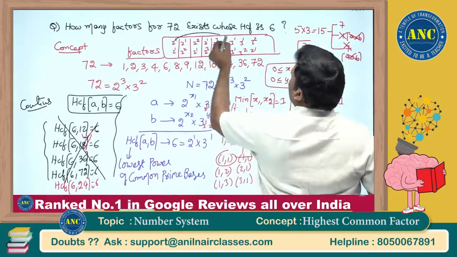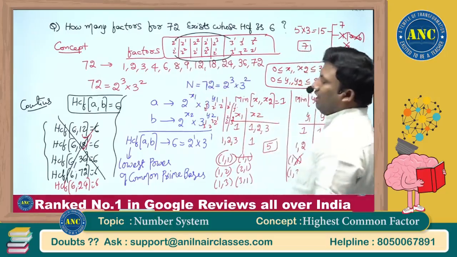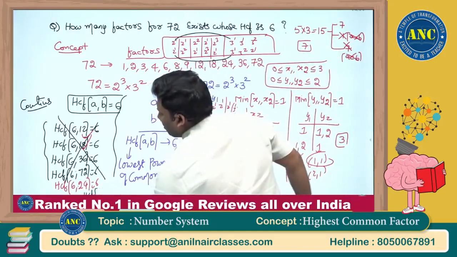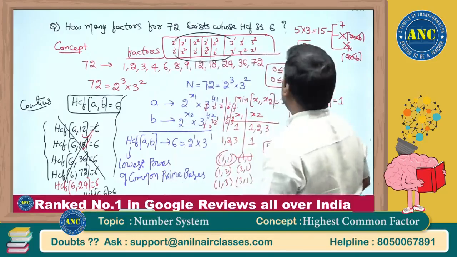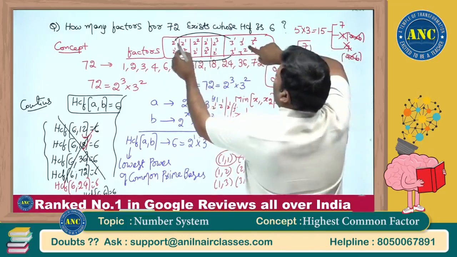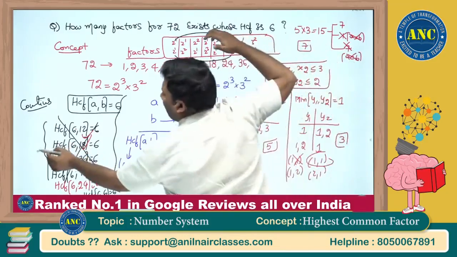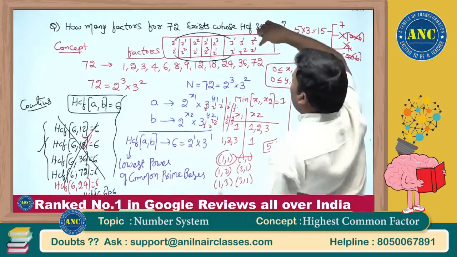So 2 into 3 is 6. 2 into 3 is 6. HCF of 6 comma 6, one more case. HCF of 6 comma 6 is 6. One case, but we have eliminated equivalent ones, so another case. 2 3s are 6. 2 9s are 18. 6 comma 18, we have taken the case.